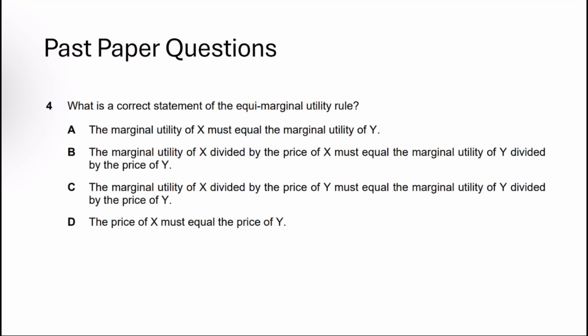What is a correct statement of the Equi-Marginal utility rule? Is it A, the marginal utility of X must equal the marginal utility of Y? B, the marginal utility of X divided by the price of X must equal the marginal utility of Y divided by the price of Y? C, the marginal utility of X divided by the price of Y must equal the marginal utility of Y divided by the price of Y? Or D, the price of X must equal the price of Y? I'm going to give you guys 1 minute to answer this question.